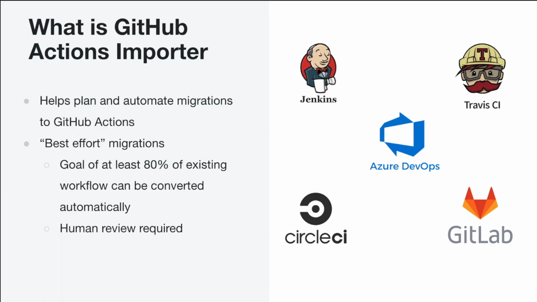GitHub Actions Importer is a tool to both plan and automate your migration to GitHub Actions. There are 5 CI/CD systems supported by the product, and the goal of any migration, any converted workflow from GitHub Actions Importer, is to convert at least 80% of any given workflow. The remaining percent must be converted manually, and as such, any output of the product should be reviewed with human eyes prior to taking it as your production workload. So let's see it in action.